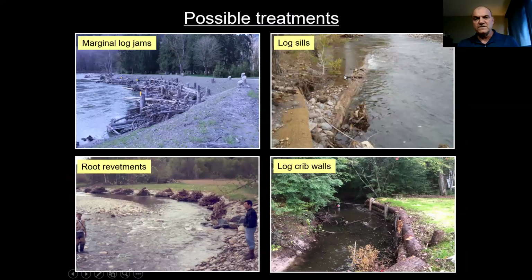The flow deflection structures, marginal log jams or log sills, might be appropriate because there is that wide gravel bar on the opposite bank. So we're not going to impact the opposite bank, just the bar within the channel. And then surface treatments that might also be appropriate could be one or others of the vegetative treatments.